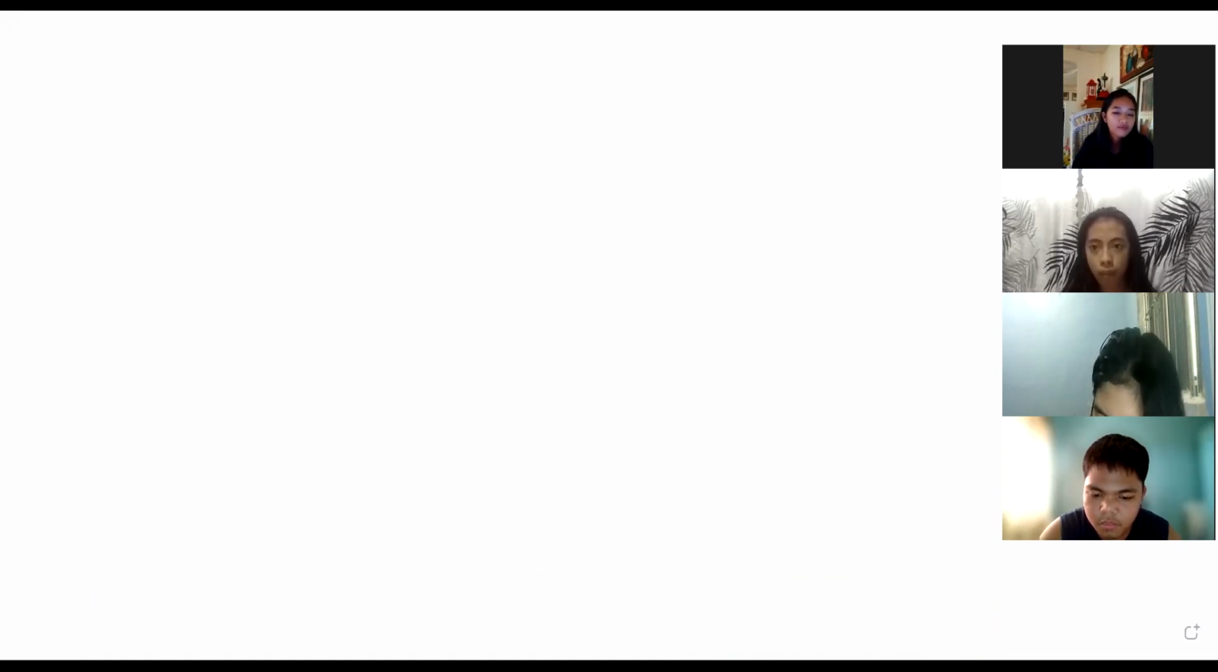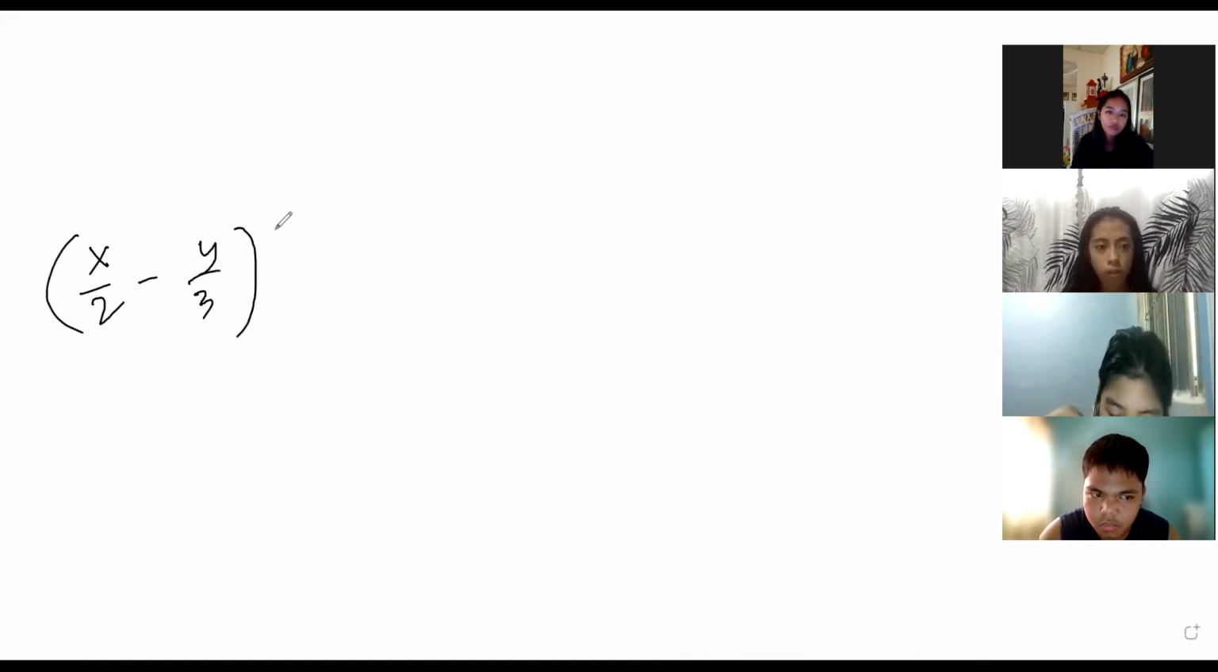Next example will be this one, and I want you to help me in doing this one. What is x over 2 minus y over 3 raised to the power of 4? Okay? Because this is the formula. Can you help me?